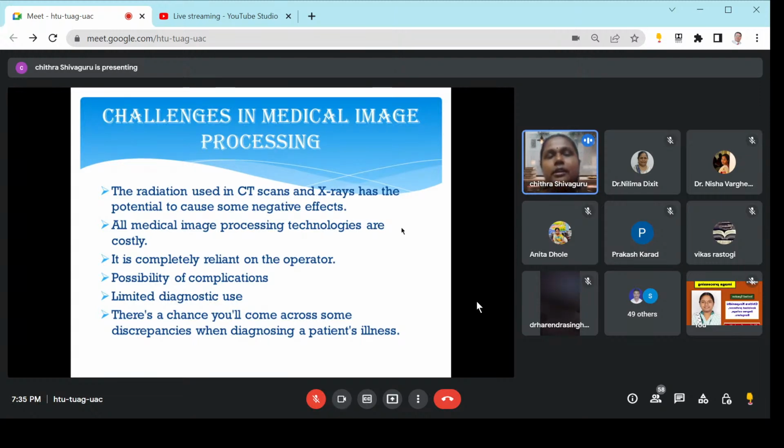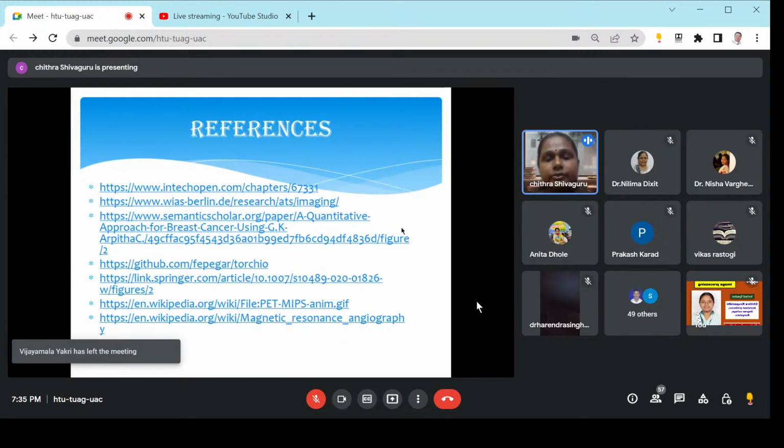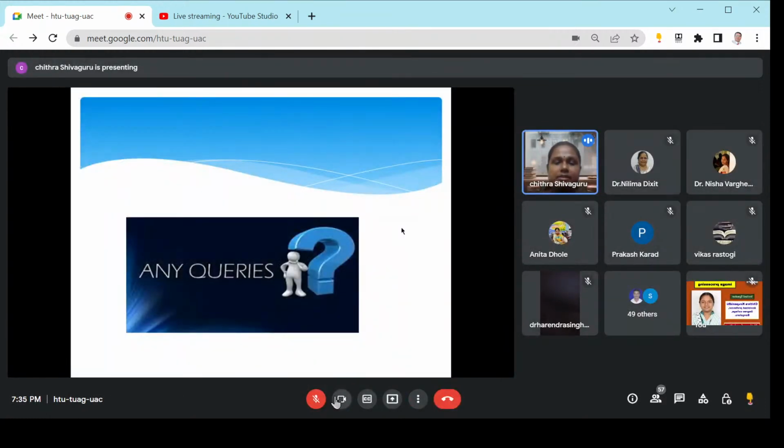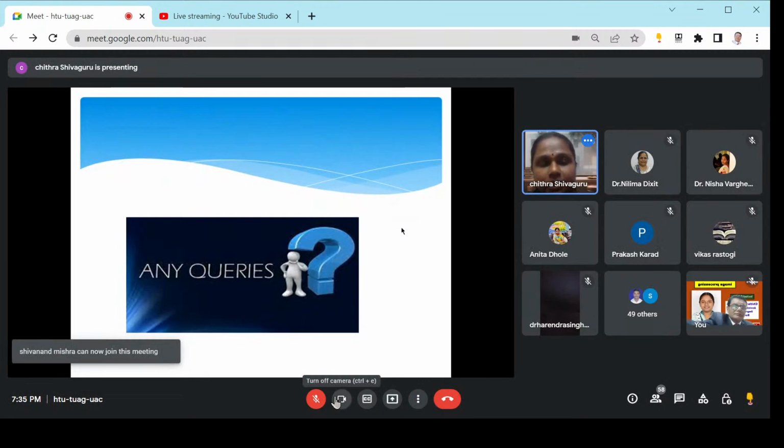So here I am ending my topic, and these are the few references I have used for taking the MRI images, CT images, videos, all these things, and a few concepts. Any queries you can ask. Any queries?